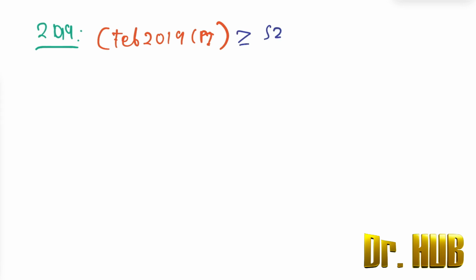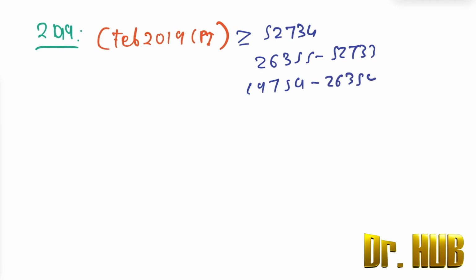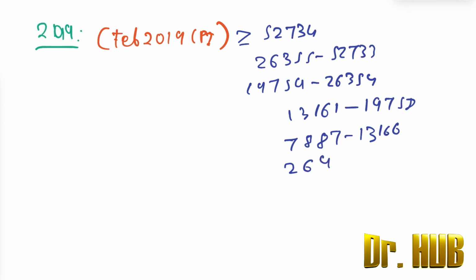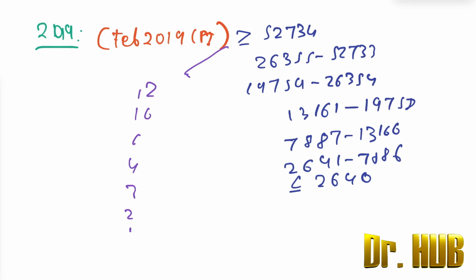Next, we look at 2019, February 2019 CPI. This includes greater than or equal to 52,734; then 26,355 to 52,733; then 19,759 to 26,354; then 13,162 to 19,758; then 7,887 to 13,161; then 2,641 to 7,886; then less than or equal to 2,640. The values are 12, 10, 6, 4, 3, 2, 1 respectively.